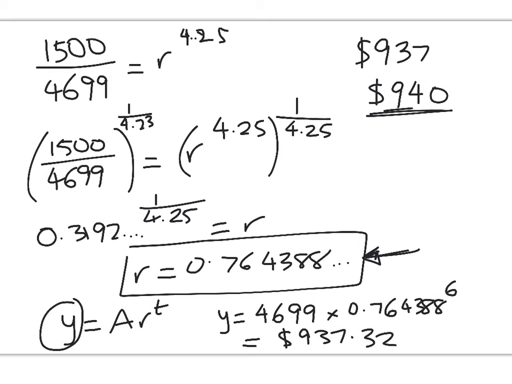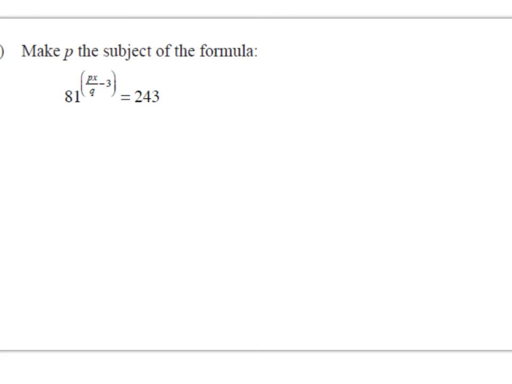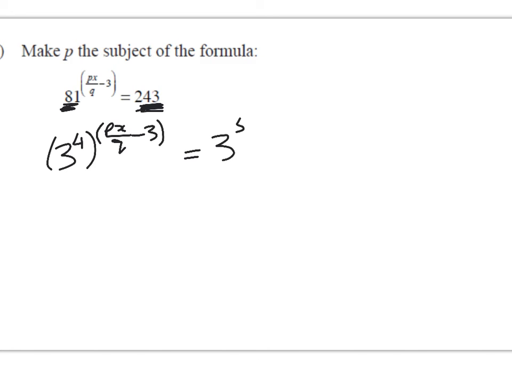Okay, so that's the first part, and then the next question is also nothing to do with logs, and that's coming up on the next slide. Right, so let's make p the subject of this formula. We've got 81 to the power of something with p, x and q, and then over here we've got 243. So hopefully your brain will recognise that these are both powers of 3, and the key to questions like this is to have the same base. So we'll rewrite this as 3 to the power of 4 to the power of px over q minus 3 is equal to 3 to the power of 5.